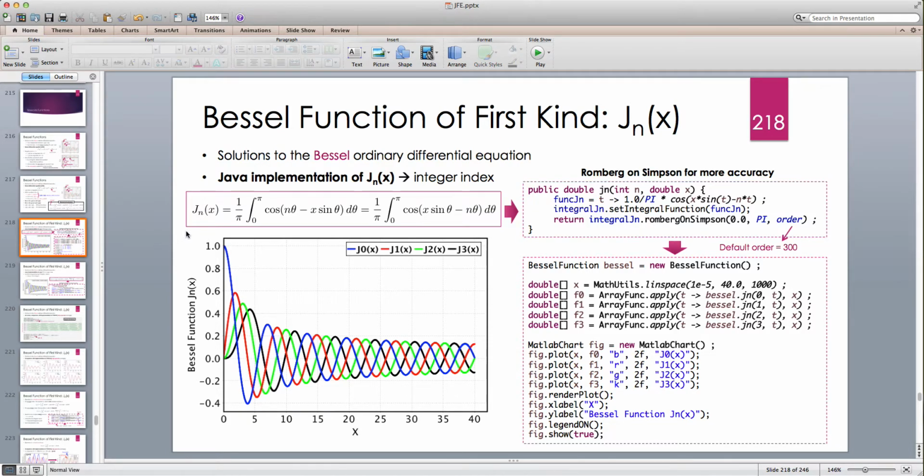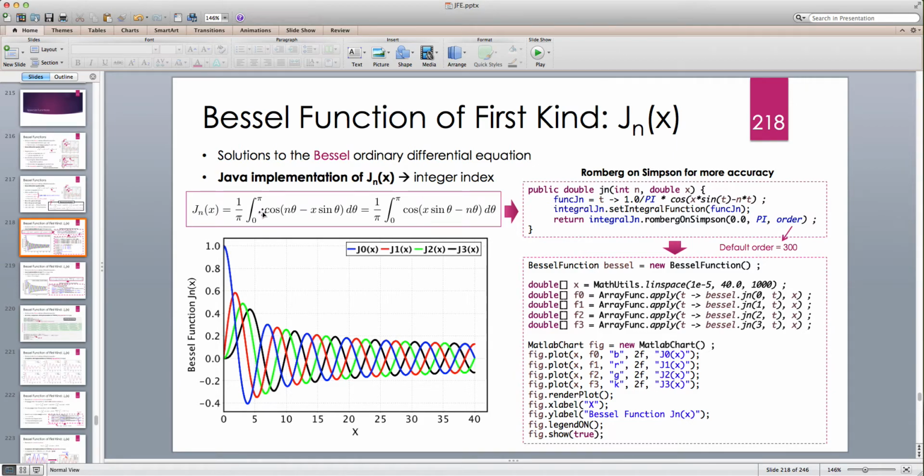In the previous lecture, we saw that we can use this definite integral, 1 over pi, 0 to pi, cosine of x sine of theta minus n theta d theta, to calculate the Bessel function of the first kind when the parameter of the Bessel function is an integer. So this integral only applies when the parameter of the Bessel function is an integer.